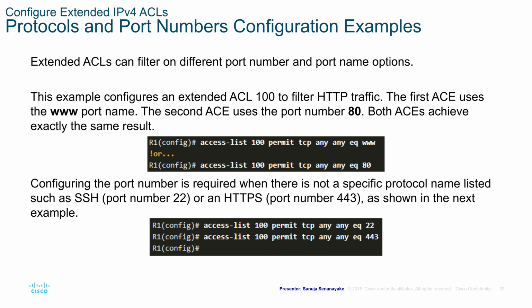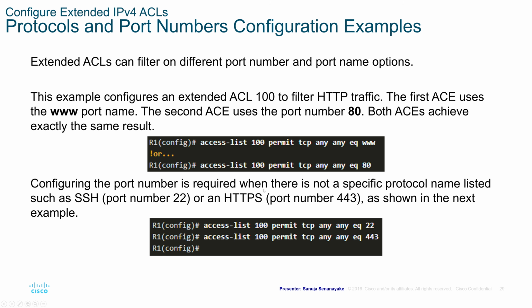Protocols and port numbers configuration examples. Extended ACLs can filter on different port number and port name options. This example configures an extended ACL 100 to filter HTTP traffic. The first access control entry, or ACE, uses the www port name. The second access control entry here uses the port number 80. Both ACEs achieve exactly the same result, because that's how the iOS is built. So the Cisco iOS is built in a way you can either use the www, which is the name, or you can use 80, which is the port. So either would work.